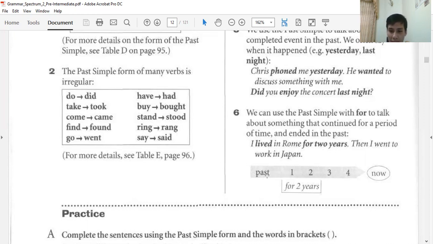Look at the diagram here. Past and now, and then 1, 2, 3, and 4. That means 1 year, 2 years, 3 years, and 4 years. So for 2 years refers from number 1 to number 2 here. See? It refers like this, just for 2 years. But now the present is here. That means we are now doing the present.